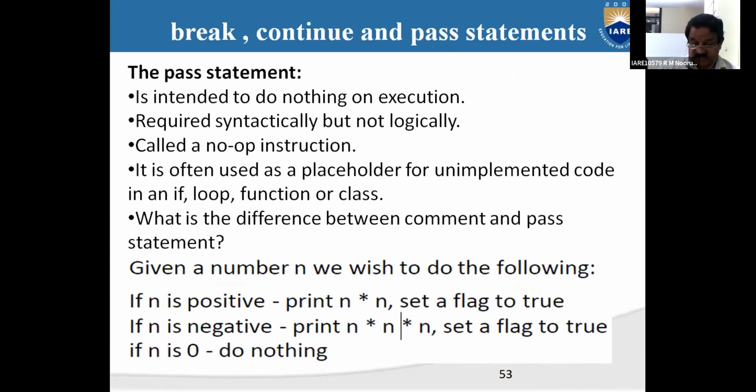So within control statements, I have covered conditional branching statements, iterative and looping statements, and unconditional statements. These are the three types of statements used in Python programming. Any doubts or any clarification till now?